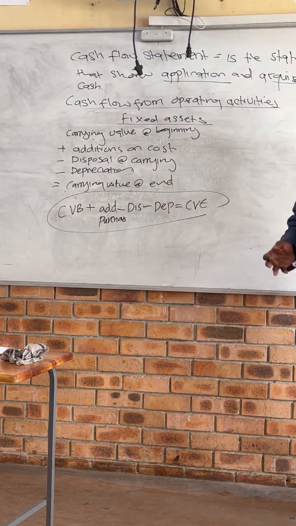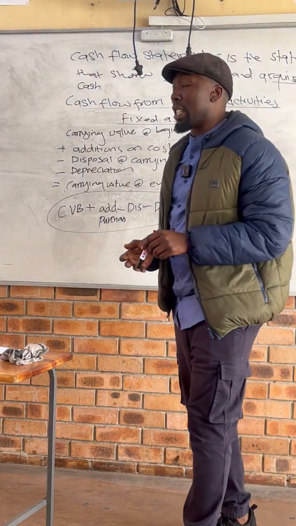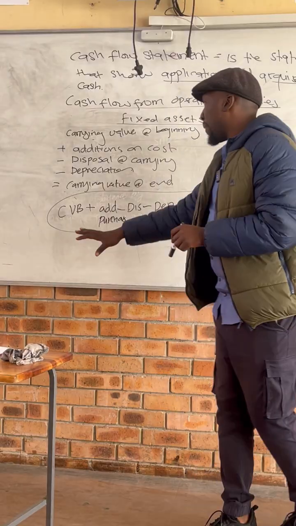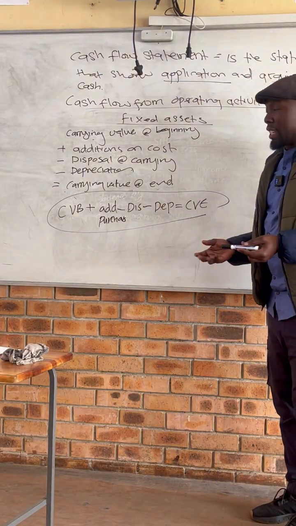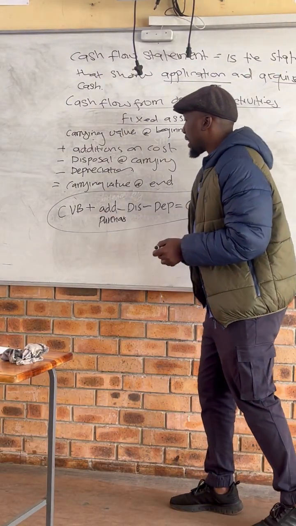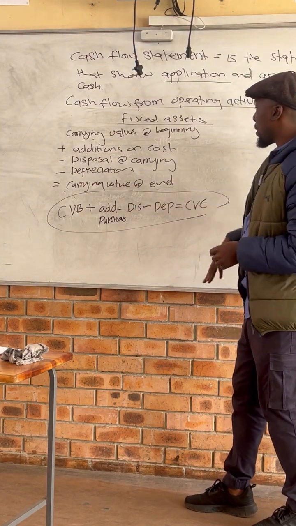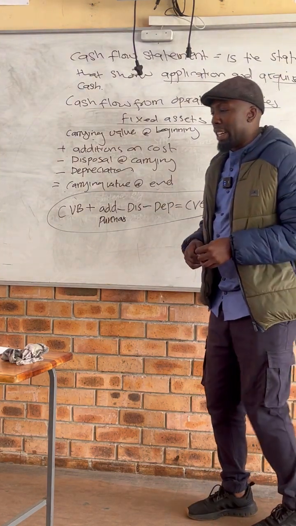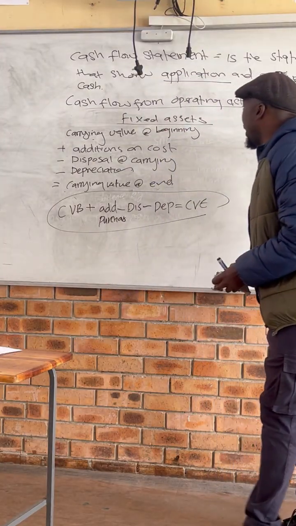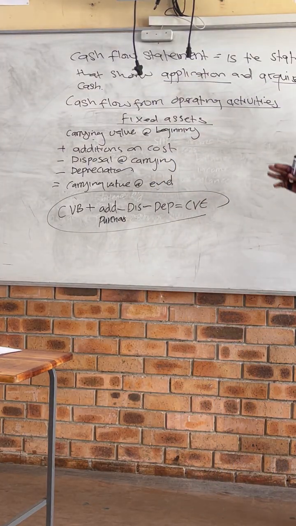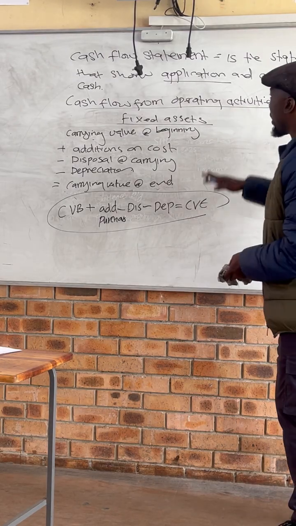Now remember, we're teaching learners who are doing mathematics, physical science, and accounting, so they are familiar with this. Fixed assets at carrying value. We know this: beginning, addition, disposal, and depreciation. I think I've covered that one. Investing activities. Now, guys, these are the notes that I usually teach my learners.